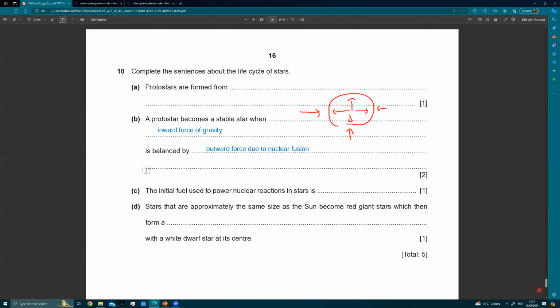The initial fuel used to power nuclear reactions in stars is hydrogen, which is fused into helium. That's the fuel. Stars that are approximately the same size as the sun become red giants, which then form a planetary nebula. That's that done, so I'm going to have to end here.